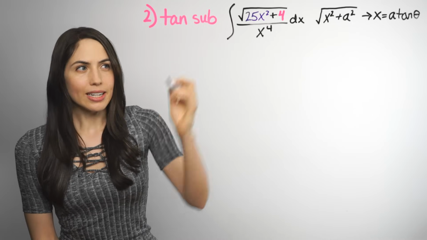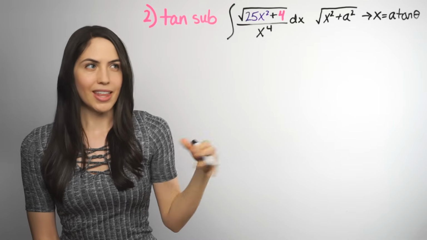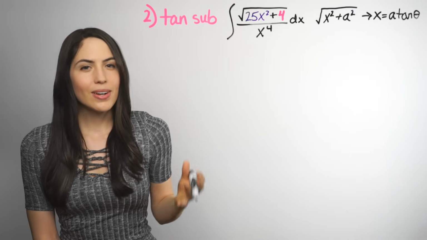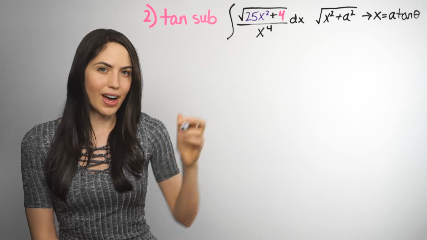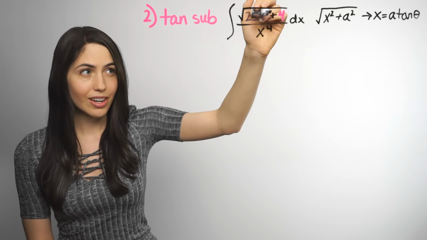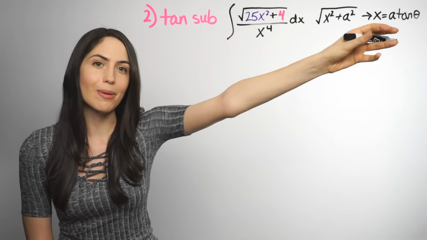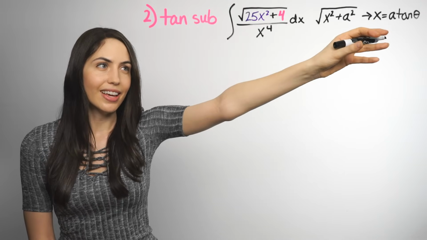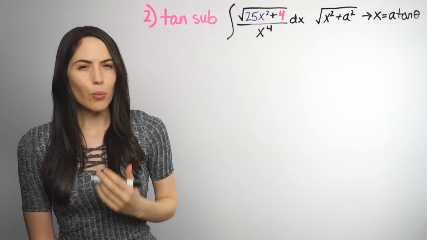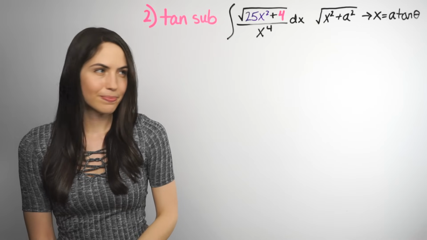So let's see if we can get rid of this root using trig substitution and then see if we can integrate. So I know I said earlier that when you have an x squared term plus a constant squared under your root, that version will be the tangent type of trig substitution. And it will be. But what do we do with this coefficient here, the 25?